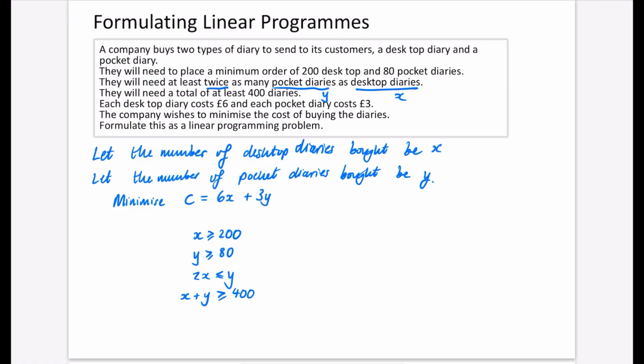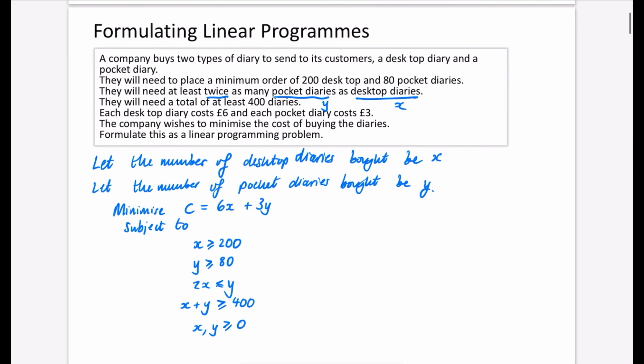And then the language that we use is we say we minimize that objective function subject to these constraints. Now we should always state the final constraints, which are the non-negativity ones. So we also need to say that X and Y have both got to be greater than or equal to 0, because you obviously couldn't buy a negative diary. So I'd say the only difficult one is the second constraint, but we're going to delve into that language a little bit more in the next video, where we formulate some linear programs that have much more challenging and complex language that go with them.